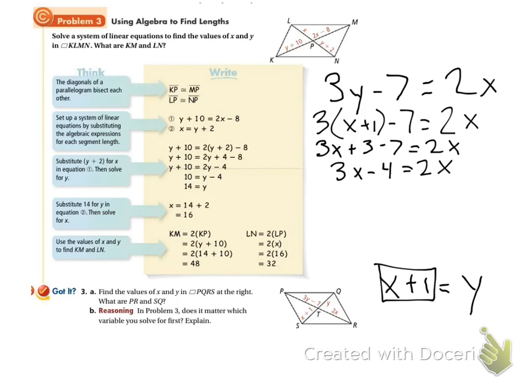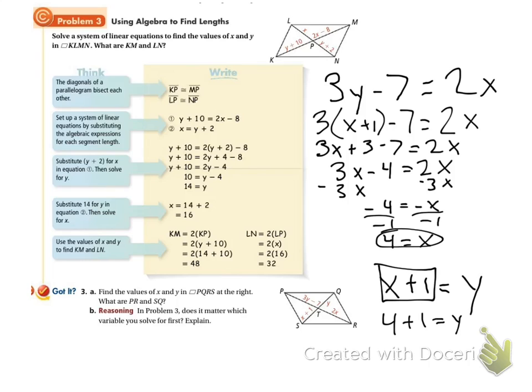And I'll get the x's all to the right side. So I'll subtract 3x from both sides. I get negative 4 equals negative x. Divide both sides by negative 1. And 4 is equal to x, or x equals 4. Then to solve for y, I can plug that back down into this equation. So I have 4 plus 1 equals y. So y is equal to 5.